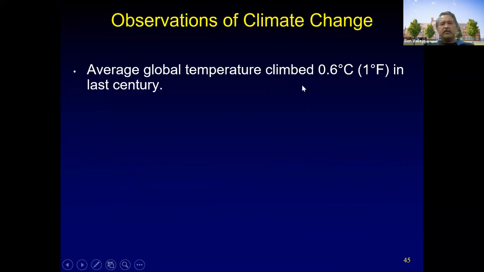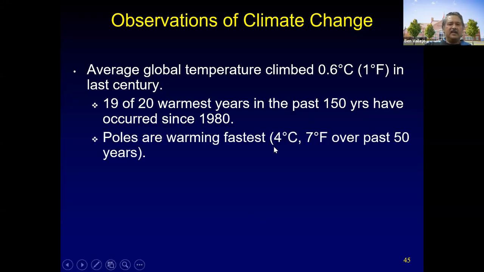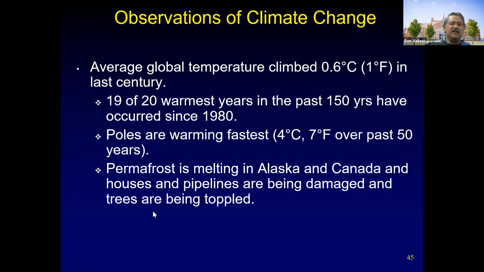The average global temperature climbed 1 degree Fahrenheit in the last century. 19 of the 20 warmest years in the past 150 years, when we have reliable data, have occurred since 1980. Poles are warming the fastest. Permafrost is melting. People's houses are falling over.